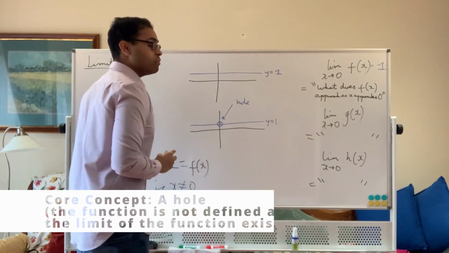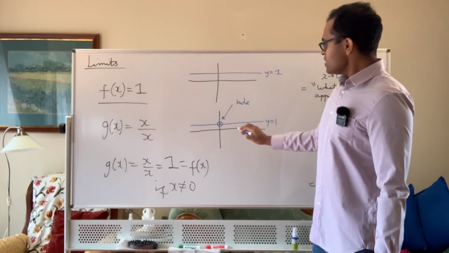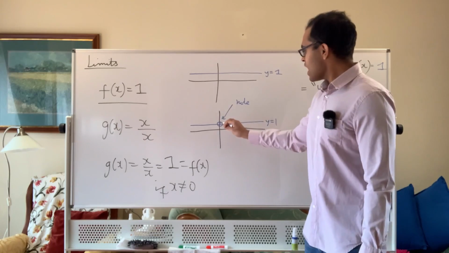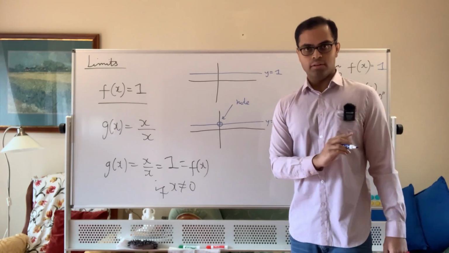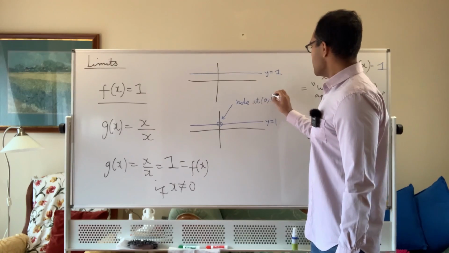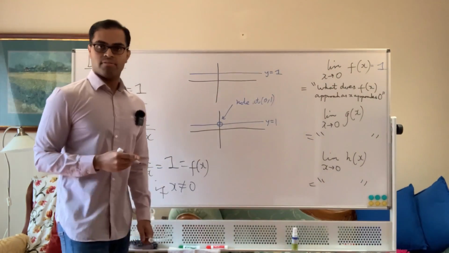Okay, this is what we call a hole. Now, a hole will have a formal terminology as we keep exploring this subject. But basically what it means is that it's not defined at 0. The graph doesn't have a point at (0, 1). So we say this is a hole at (0, 1), just to say that (0, 1) doesn't actually exist on the graph, unlike in the case of f of x.